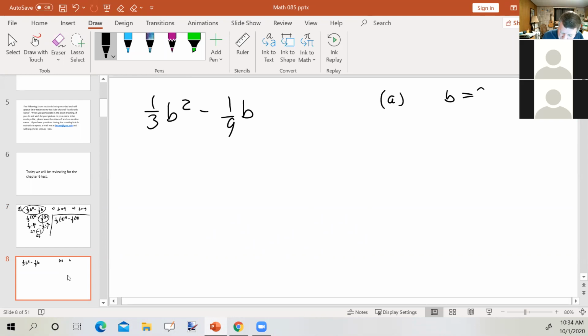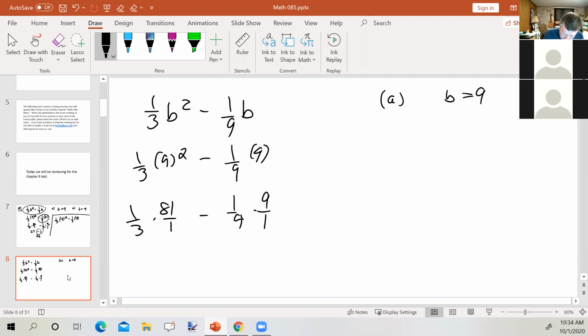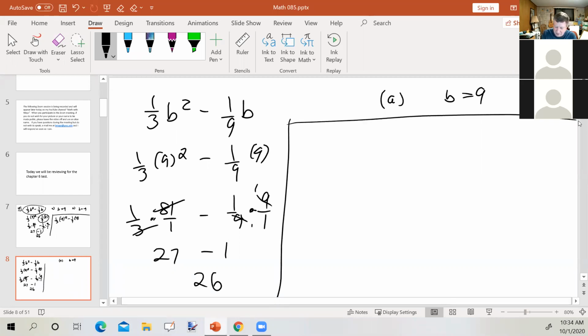So for part A, b equals 9. So we're going to put 9 in the place of b. So we're going to get 1/3 times 9 squared minus 1/9 times 9, which is 1/3 times 81 minus 1/9 times 9. 81 over 3 reduces to 27. 9 over 9 reduces to 1. 27 minus 1 is 26. Are we okay with that? Yes. Okay, excellent.